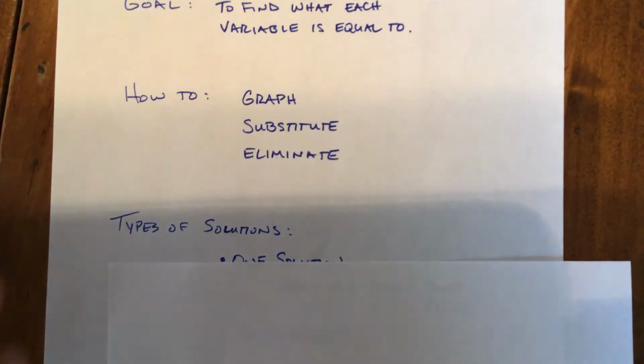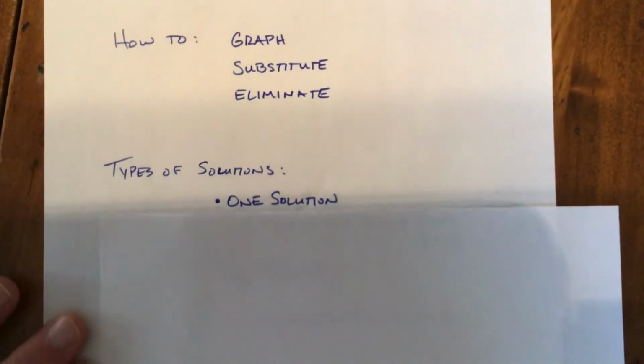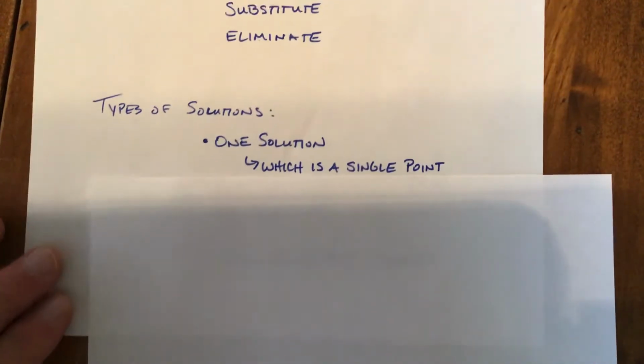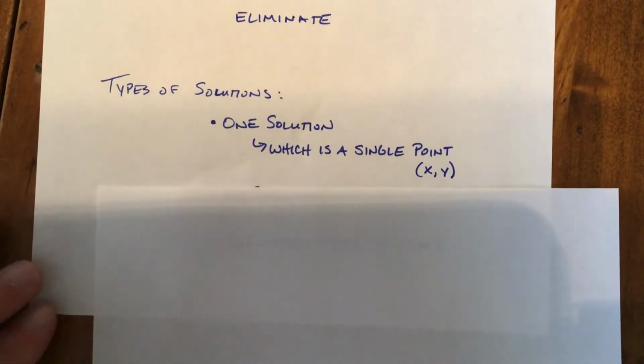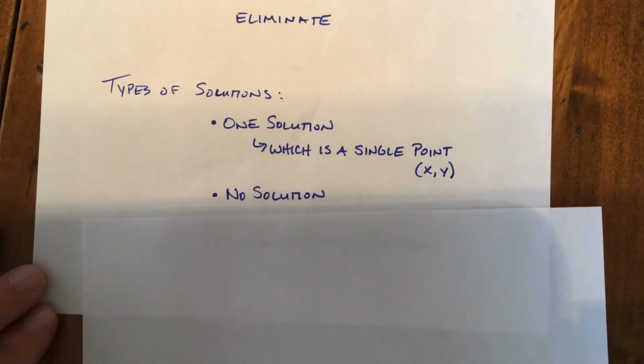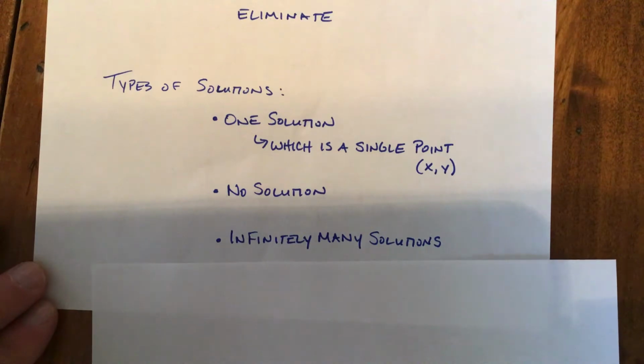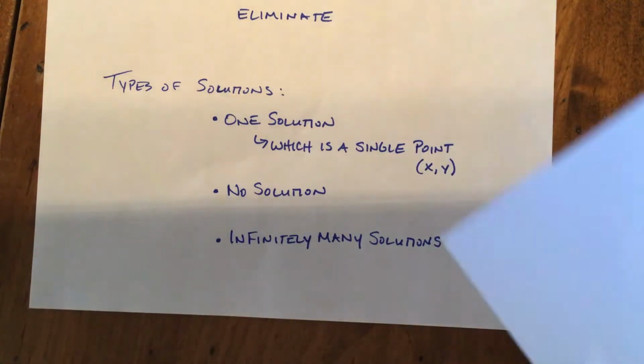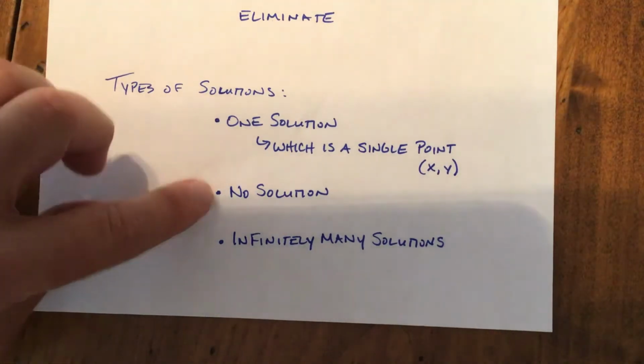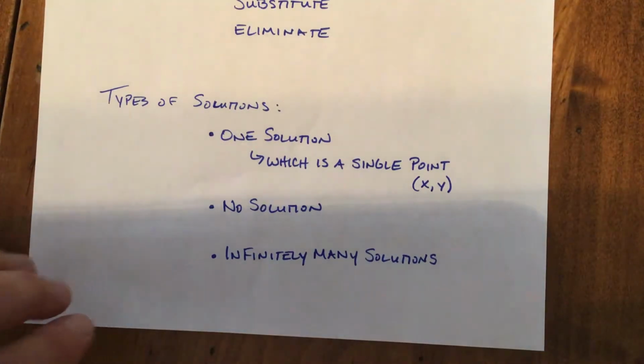Remember the three different types of solutions. We get one solution, and that is where it's a single point where they intersect. We get no solution, and then we get infinitely many solutions. So we've got the three same things: one solution, no solution, or infinitely many solutions. So today we're going to talk about solving by substitution.